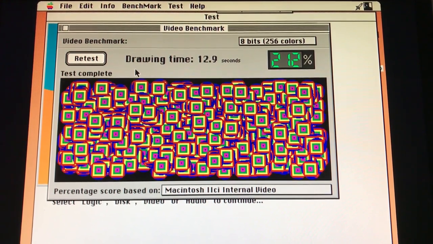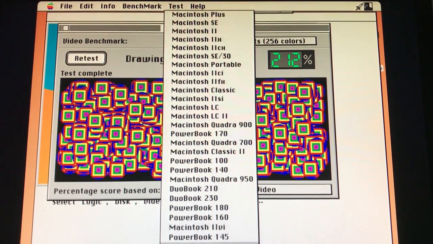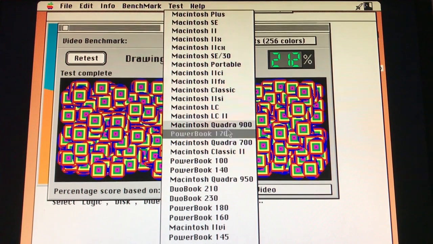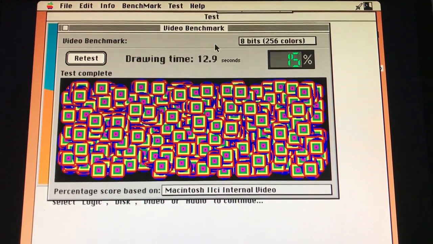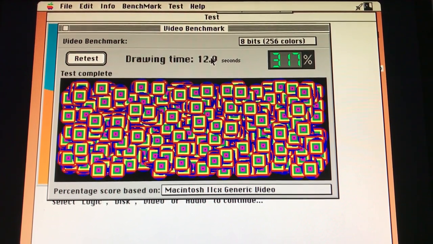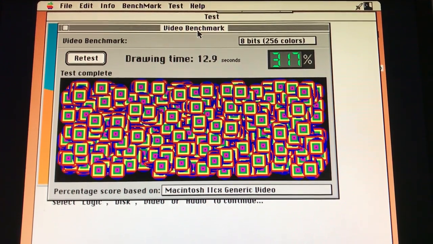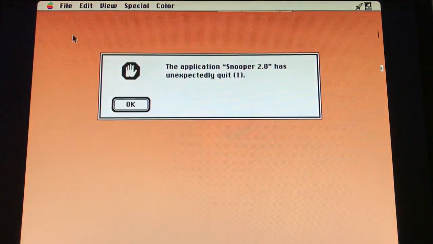212% faster than a 2CI's onboard video. And any other system I should pick? 317% faster than a 2CX with the generic Apple video card that comes shipped with the machine. I assume that to be the Toby. I am honestly surprised by those results. Ooh.